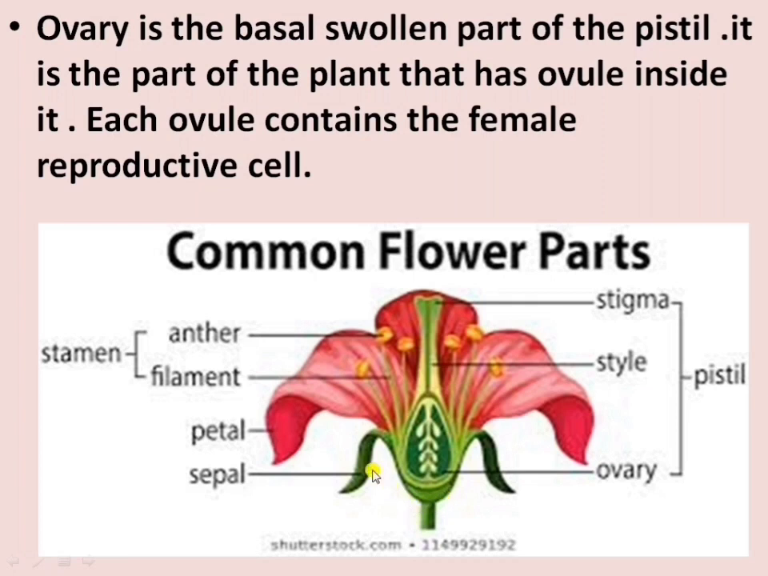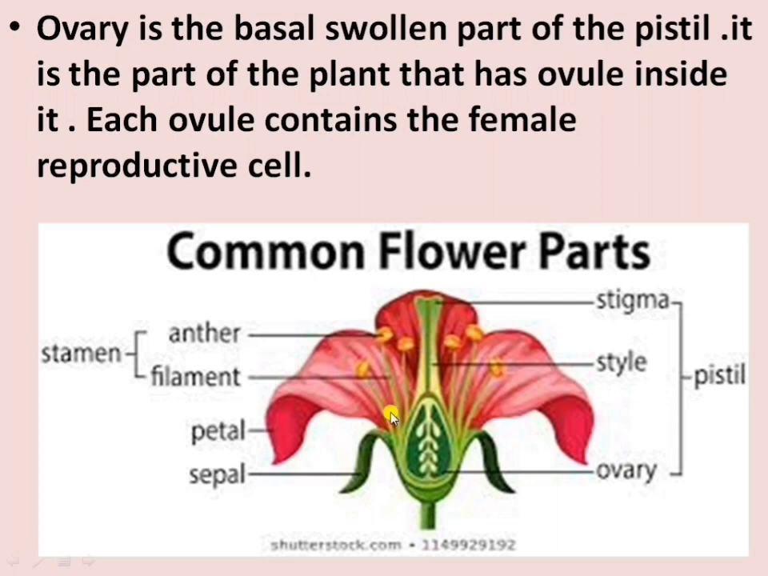Next is the petal. These are the petals, first, second, and the third. Inside these sepals, the petals are present. Petals are the colorful part of the flower. They attract insects for the process of pollination. Some petals are sweet smelling also, so they can easily attract insects for pollination.